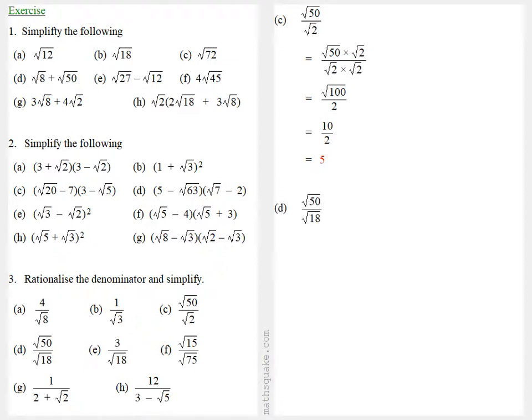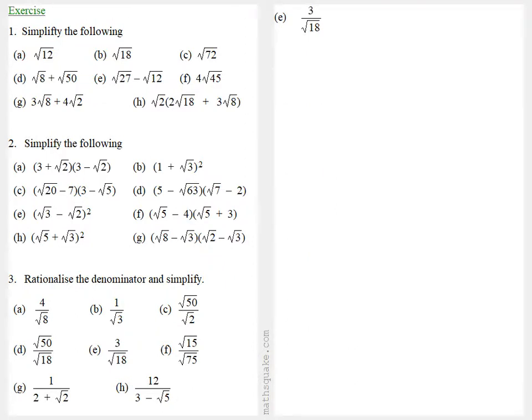In question D, we have the square root of 50 over the square root of 18. Again, if we multiply top and bottom by the square root of 2, that will give us the square root of 50 times the square root of 2 over the square root of 18 times the square root of 2, which is square root of 50 times 2 over the square root of 18 times 2, which is the square root of 100 over the square root of 36, which is 10 over 6, or 1 2/3.